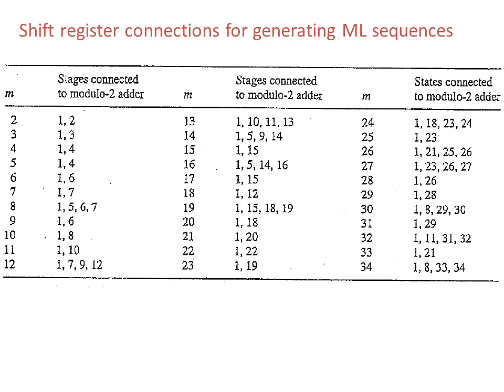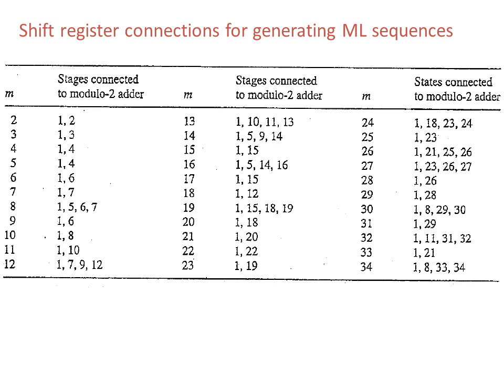Similarly, if m is equal to 4, the stages connected to modulo 2 adder are 1 and 4. That means the first shift register output and the fourth shift register output should be connected to modulo 2 adder, and the output of that should be connected to the shift register 1.